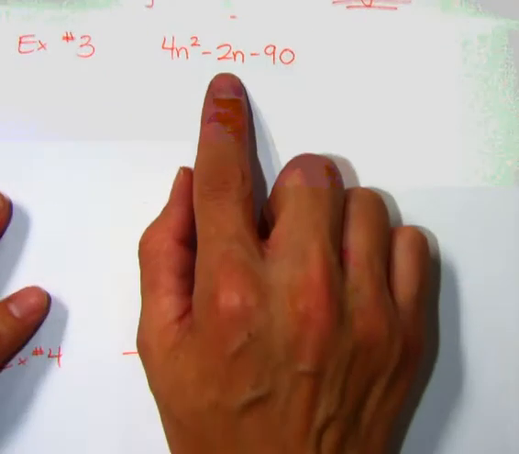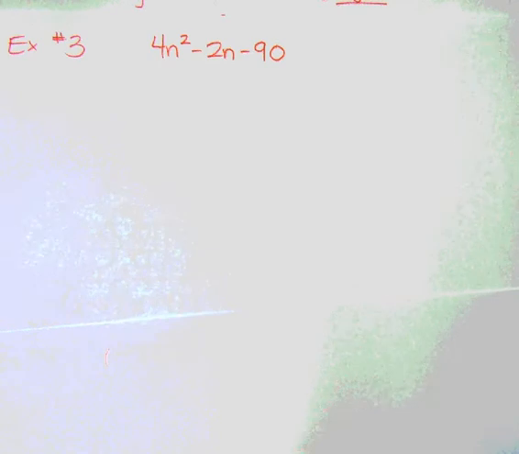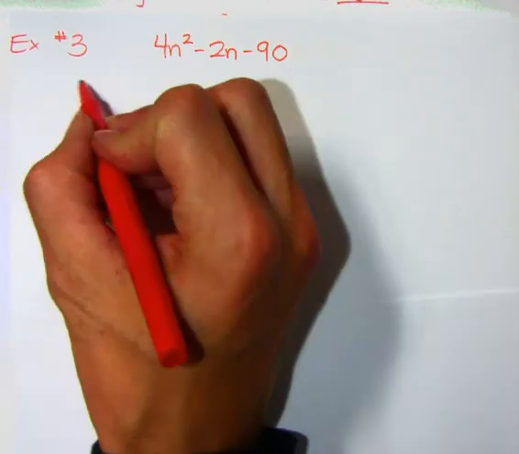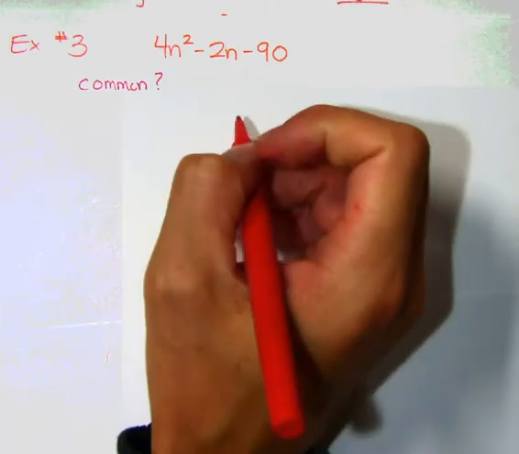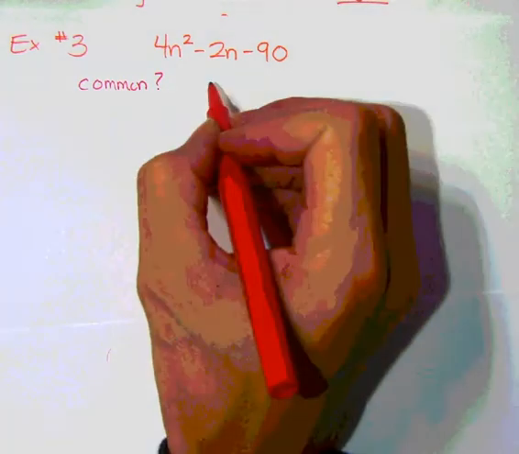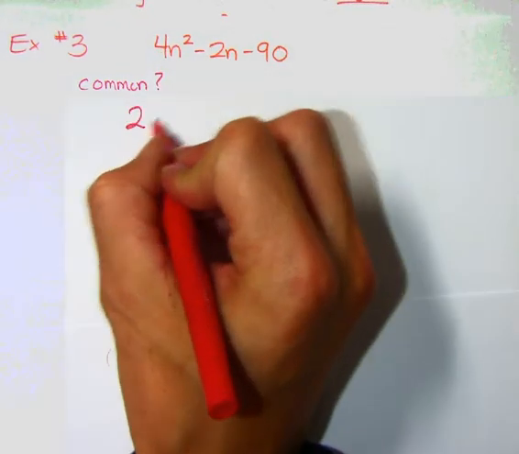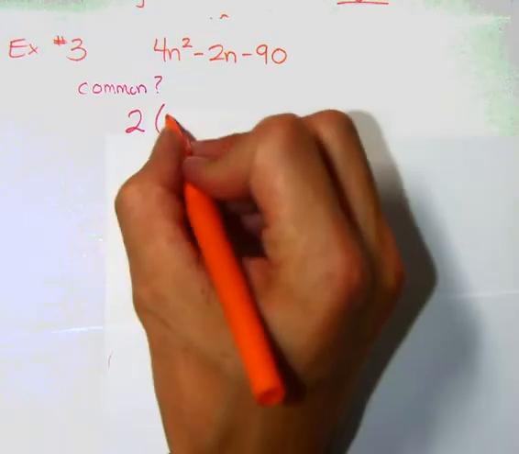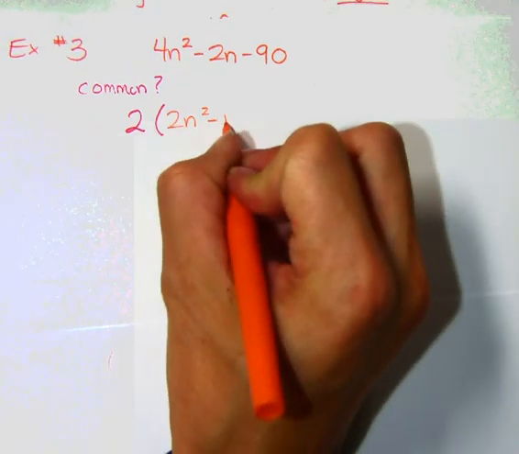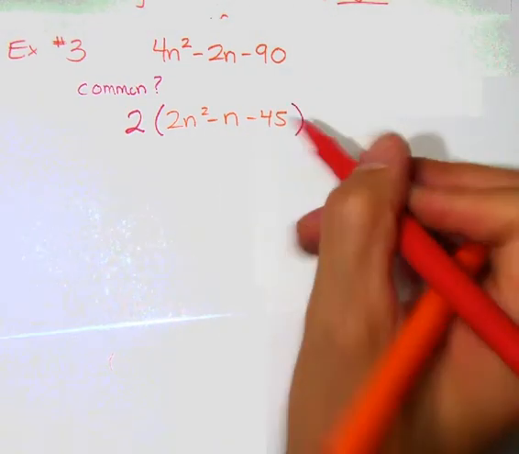So if I look at this first example, I'm going to ask myself, is there something that they have in common? If they do, it's going to be much easier for me to pull that out first. If I look at the numbers 4, 2, and 90, they're all divisible by 2. So if I divide out a 2, I'm going to be left with 2n squared minus 1n minus 45. And that allows me to work with much smaller numbers.